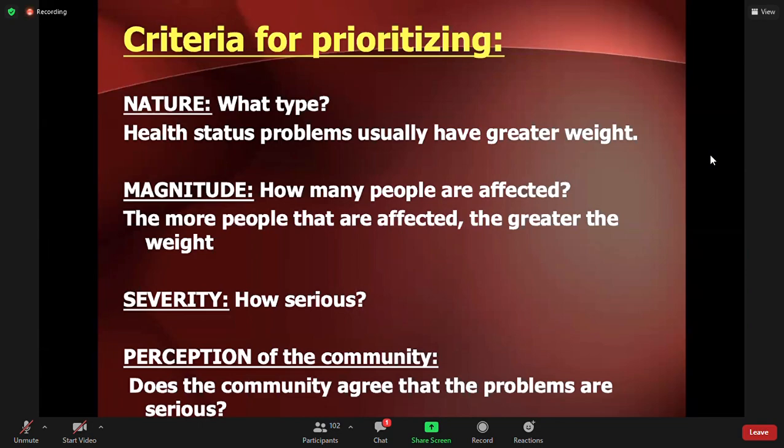So, very, very important yung perception ng community because one of the issues here is the acceptability. Kaya maraming project na hindi nagpo-prosper kasi hindi naman nakikita ng community na problema 'yon. They need to agree that it is really a problem.